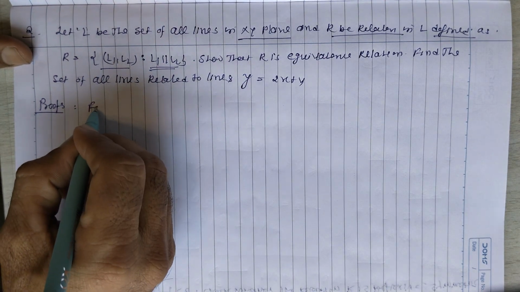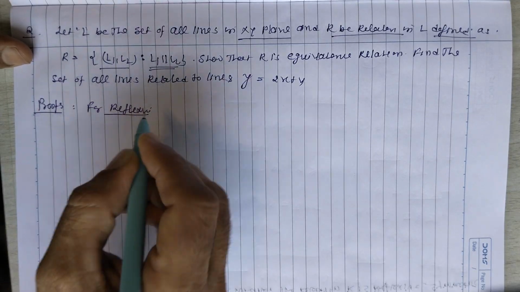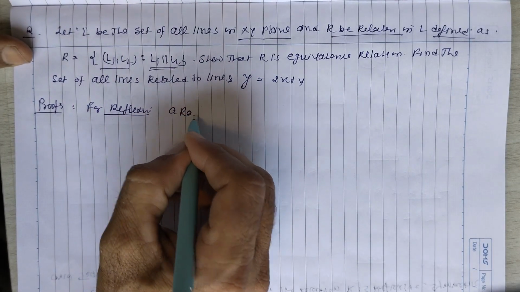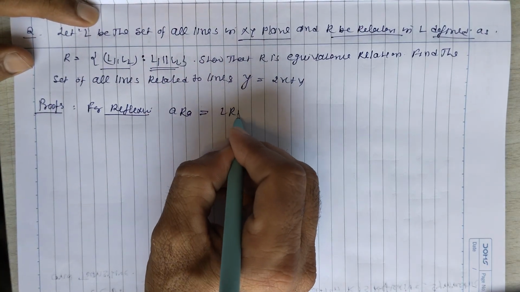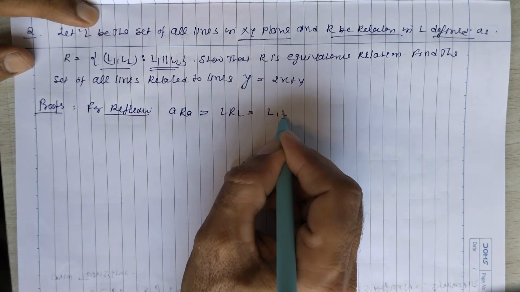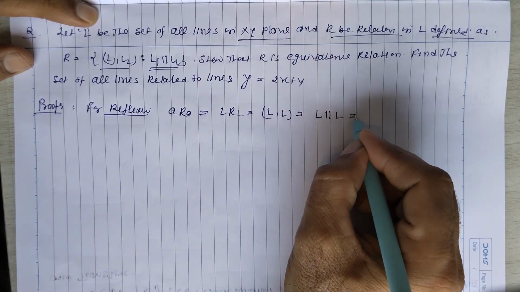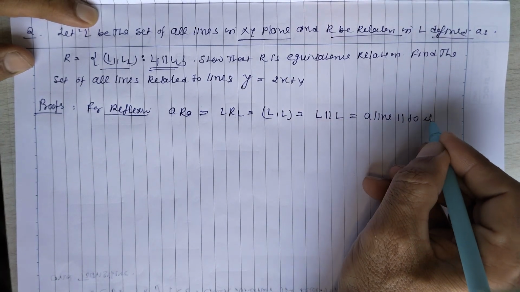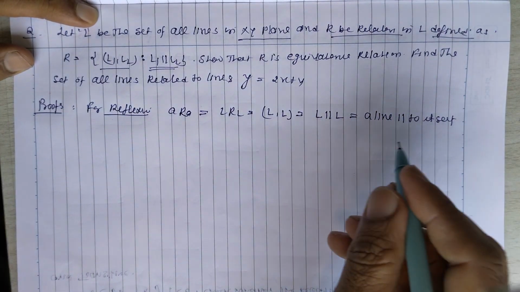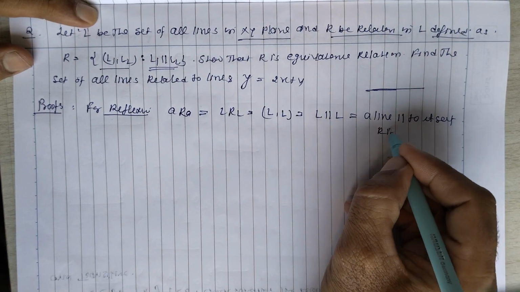For equivalence, we first have to prove reflexive, a related to a. So you have to use L related to L like this. L implies that L is parallel to L. A line is parallel to itself. This line is parallel to itself. So R is reflexive.